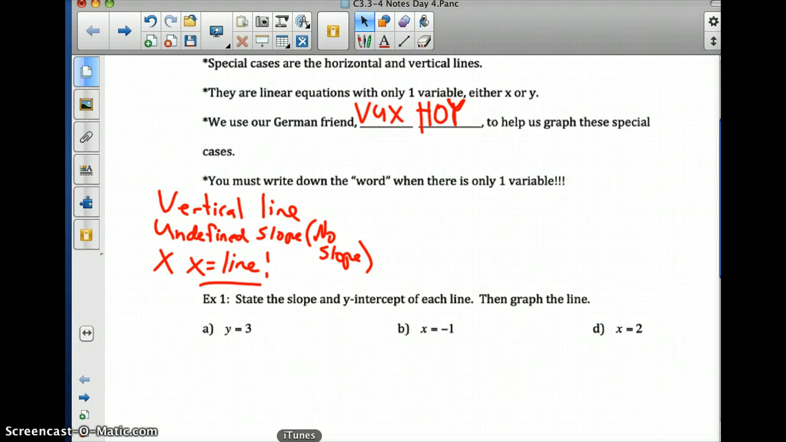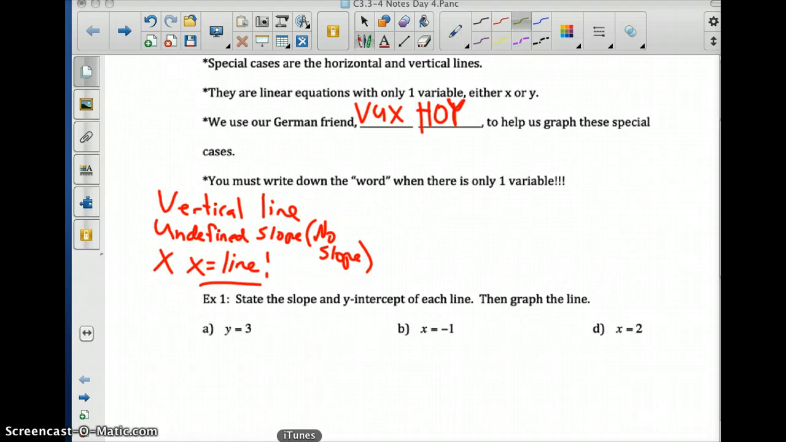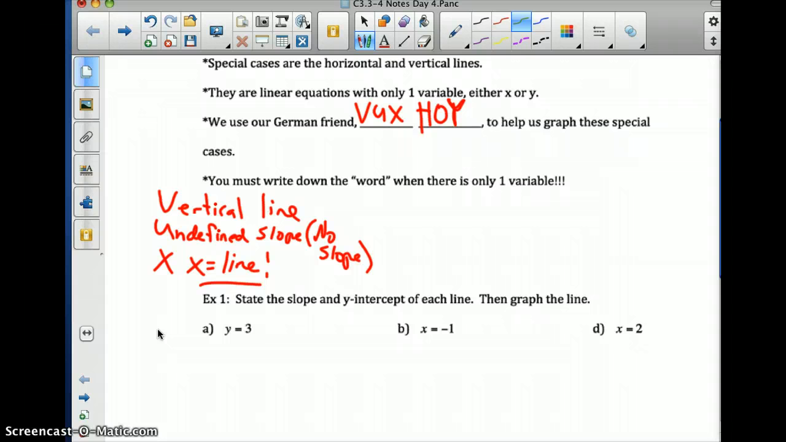Matthew, question: isn't x horizontal? The x-axis is horizontal. Very good catch.